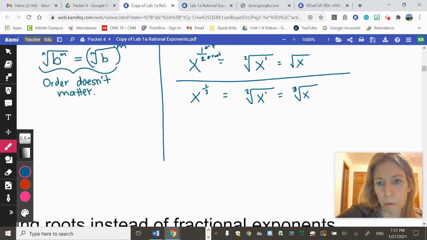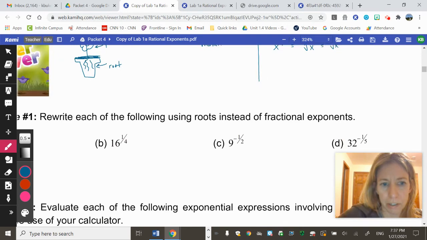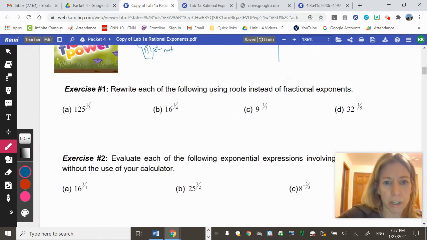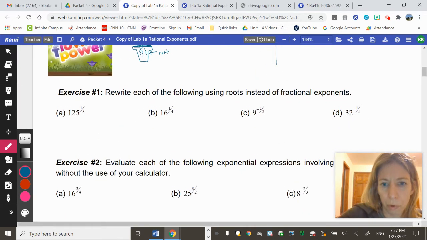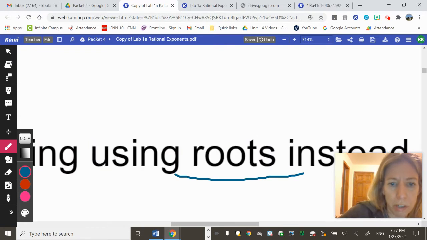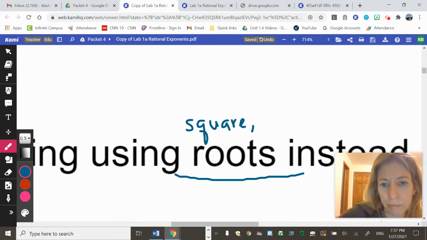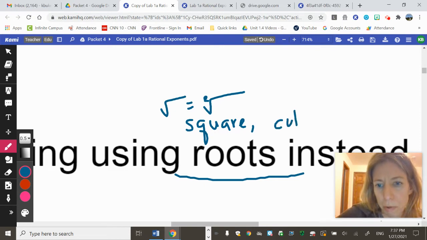So we're going to be working with rational exponents. Exercise 1 says rewrite each of the expressions using roots instead of fractional exponents. Roots are not only limited to square roots. The lowest one is a 2 in the root, so a square root, which is the same as just without a number. We can't have a root of 1. Or you can have a cube root.